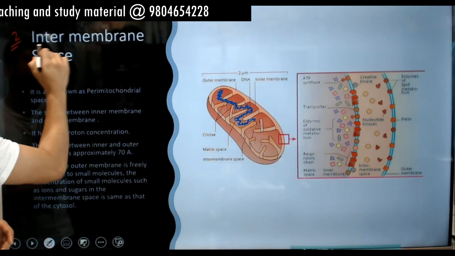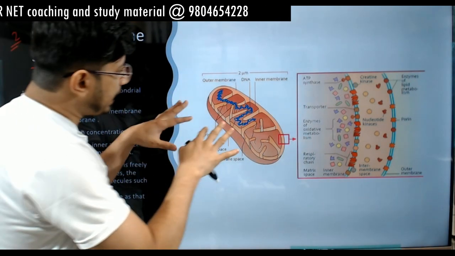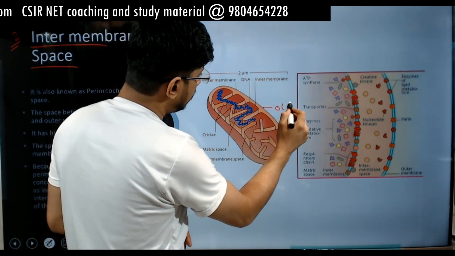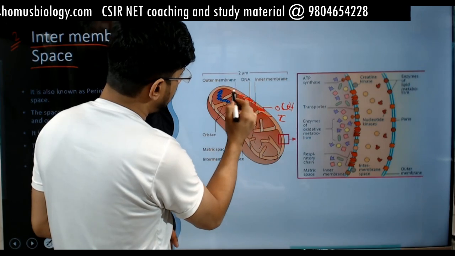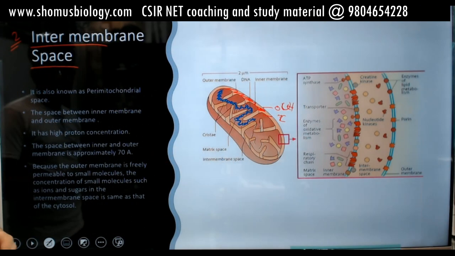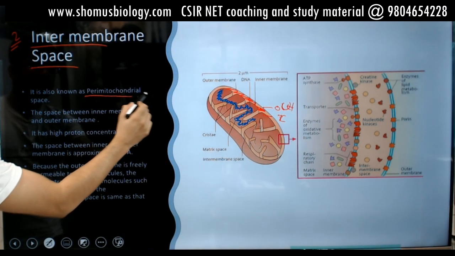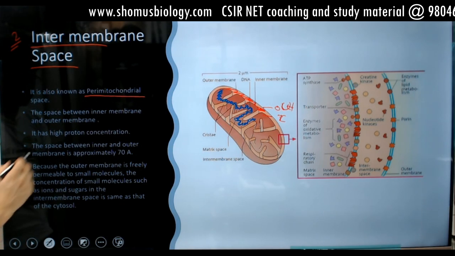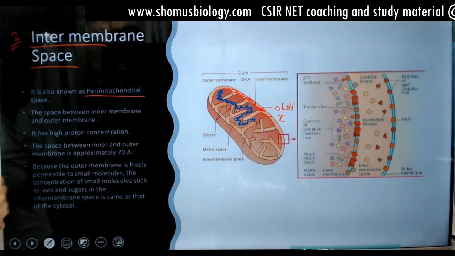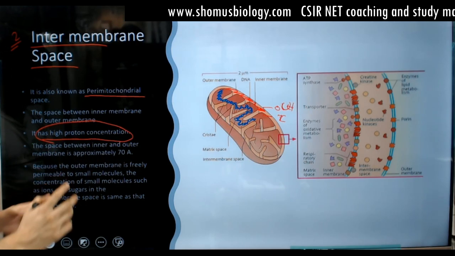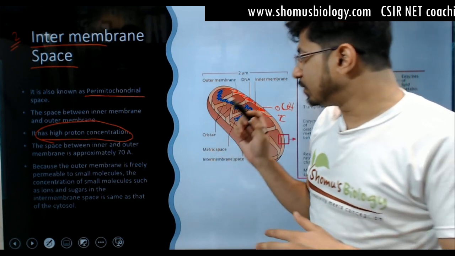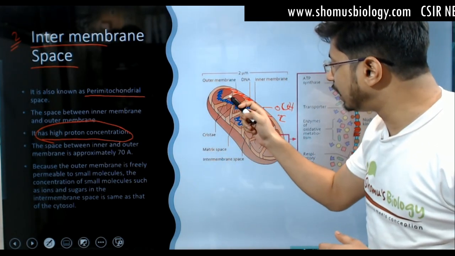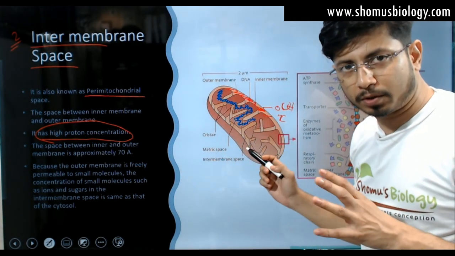The second thing is the intermembrane space. The space between the outer membrane and the inner membrane. Okay, this is the region of the intermembrane space, known as the perimitochondrial space as well. The space between the inner membrane and outer membrane. It has a high proton concentration. Basically it has a high proton concentration because the electron transport chain components are present in the inner membrane of mitochondria.